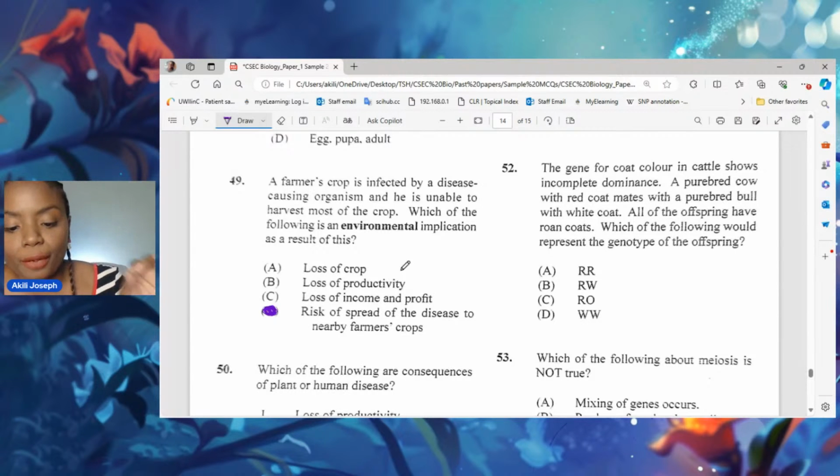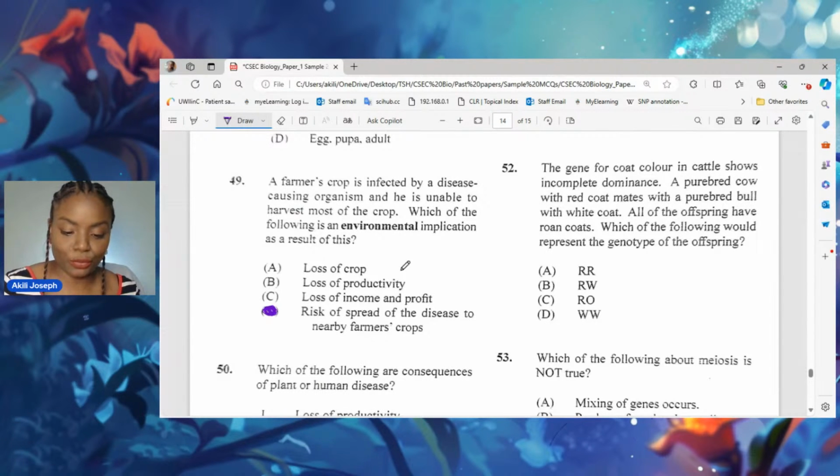So you have to be, some incomplete dominance would be mixing in the heterozygote, right? So if you have a purebred cow with red coat mates with a purebred bull with white coat, all of the offspring have roan coats. Which of the following would represent the genotype of the offspring, right? So what they went on to describe was a situation of co-dominance and not a situation of incomplete dominance. But either way, you're looking for your heterozygote genotype. So the answer here would be B, as you guys said.